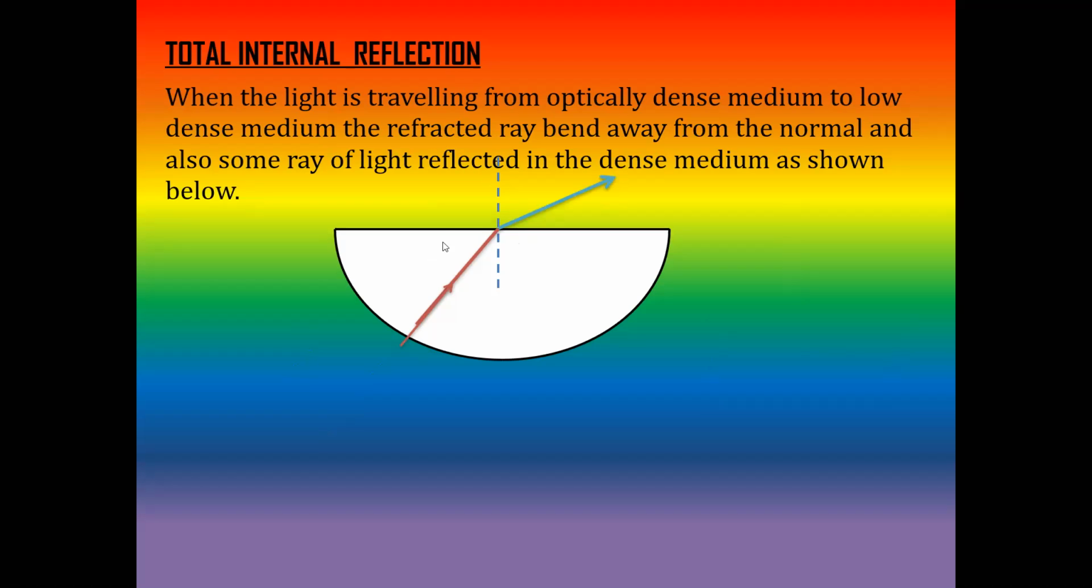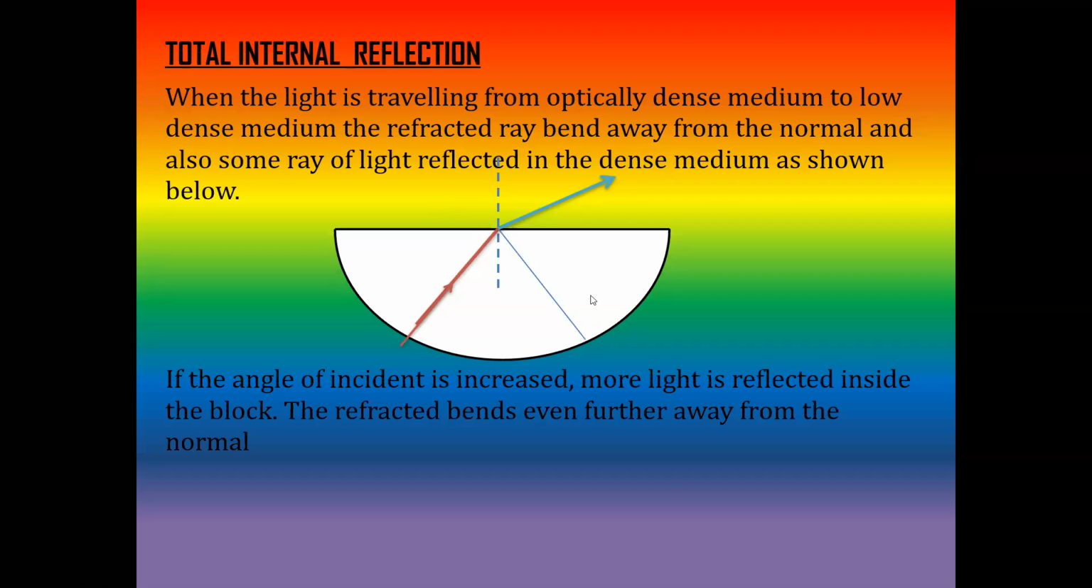Then moving from glass to air, because this one is glass, it bends away from the normal. Is this angle of incidence a critical angle? This is not critical because the angle of refraction is not 90. So this is normal refraction, but this angle is not called critical. And some of the light is reflected.